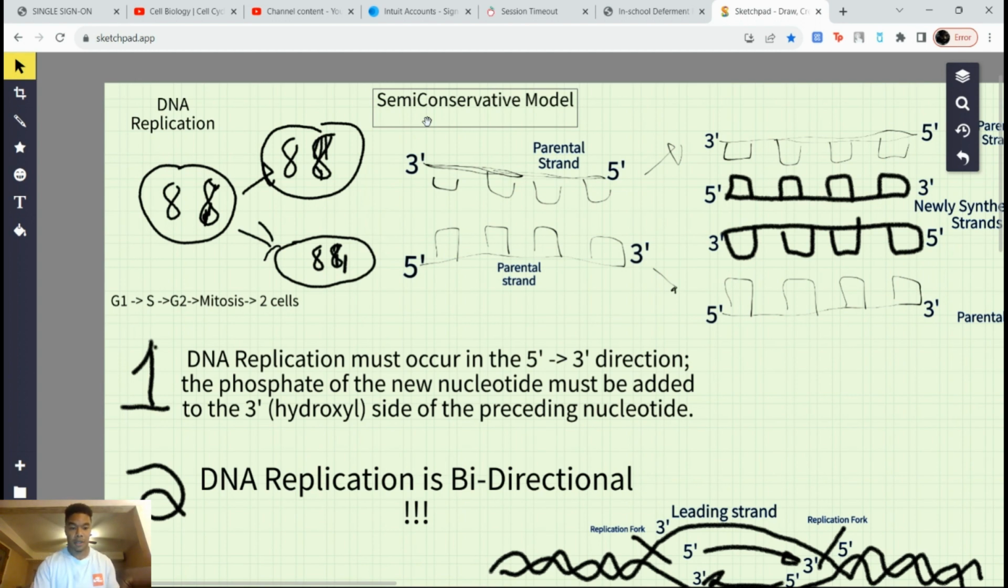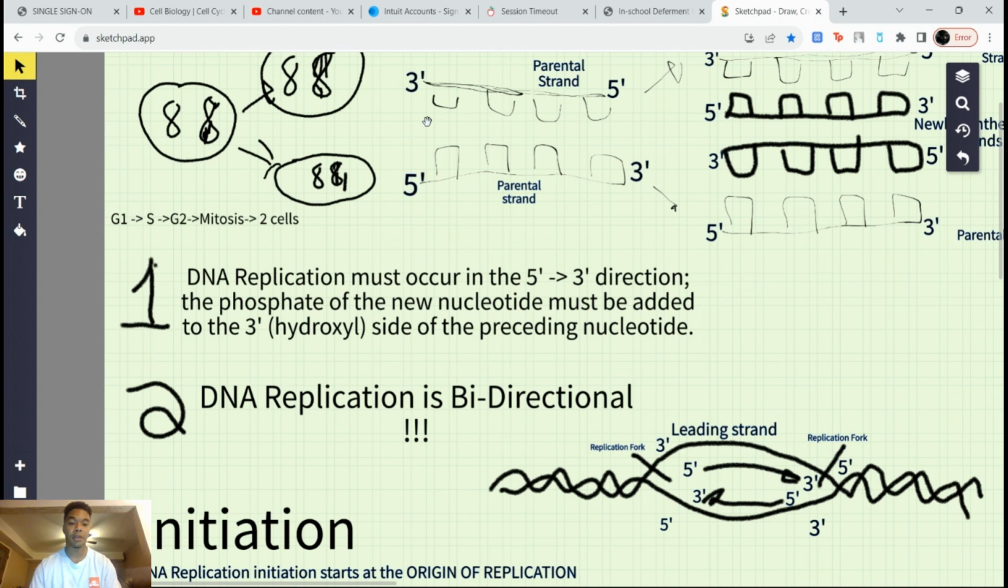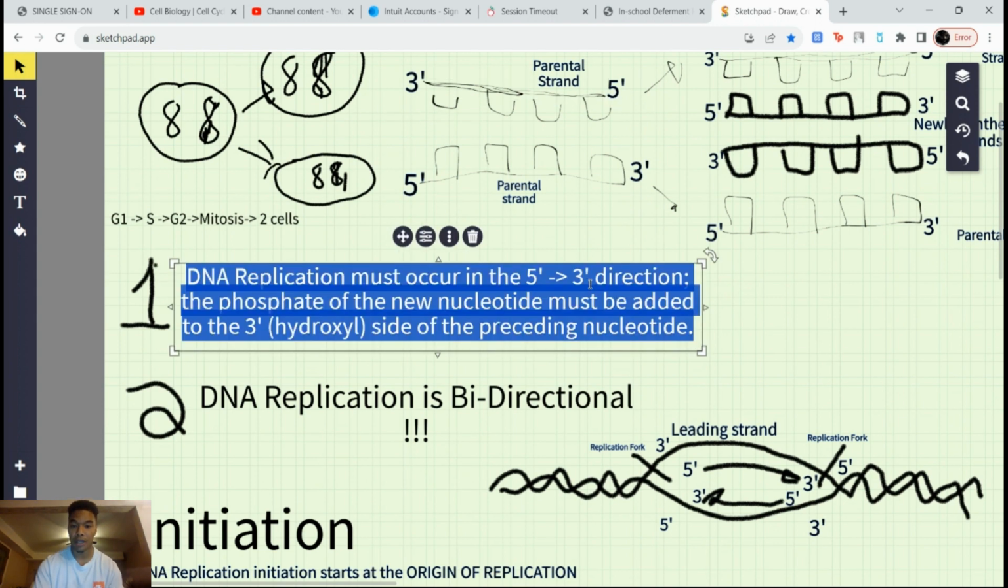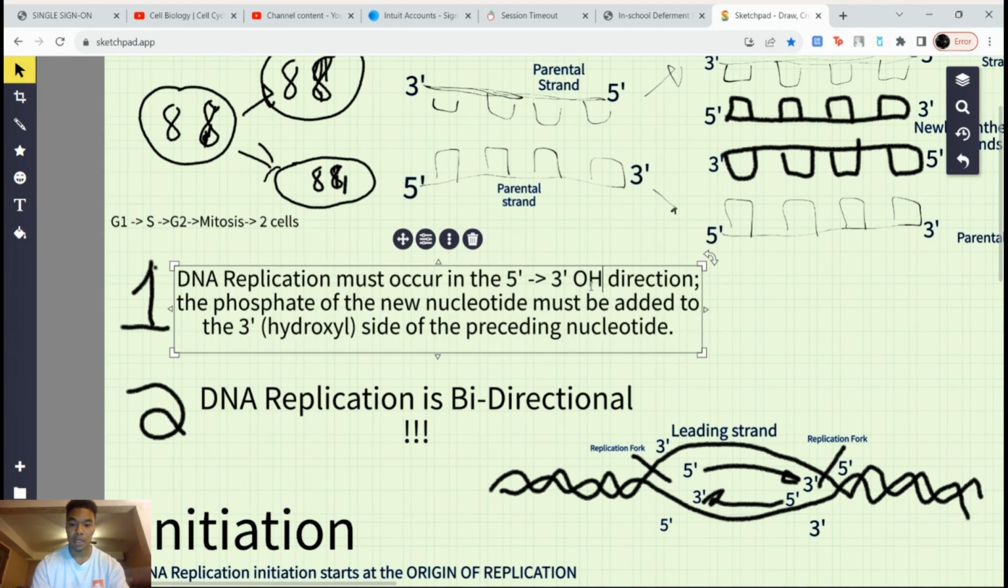Semi-conservative. Okay. Next, DNA replication must occur in the 5' phosphate to the 3' hydroxyl direction. The phosphate of a new nucleotide must be added to the 3' hydroxyl side, the OH. Just put that, we'll make this abundantly clear. There we go. Hydroxyl side of the preceding nucleotide.